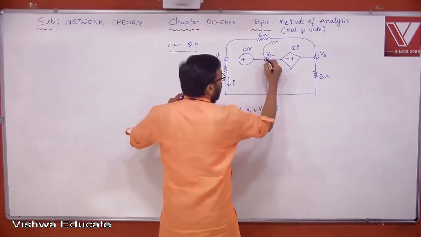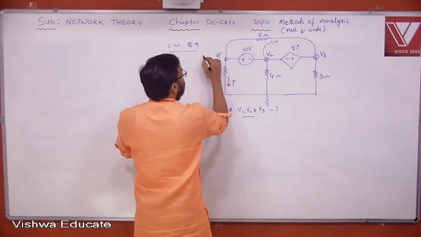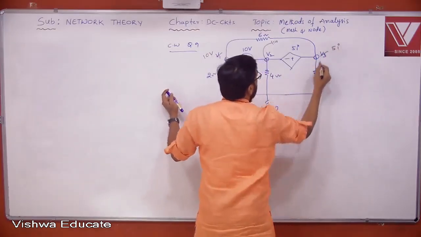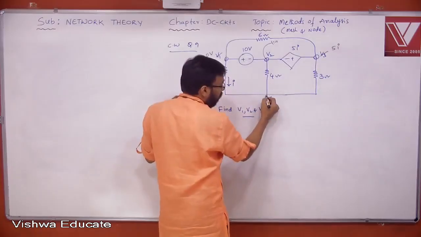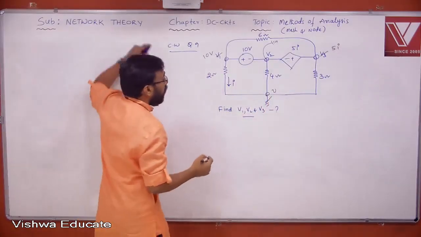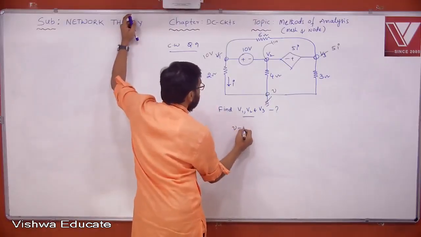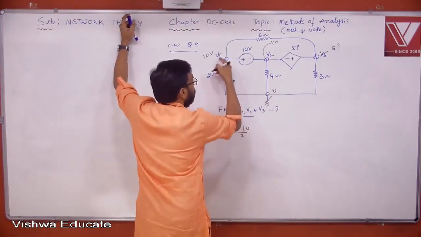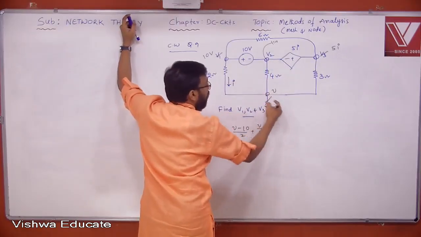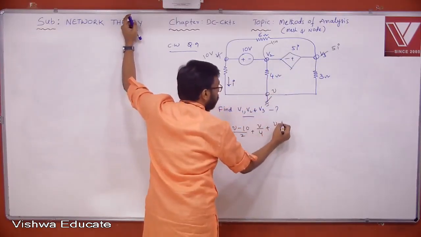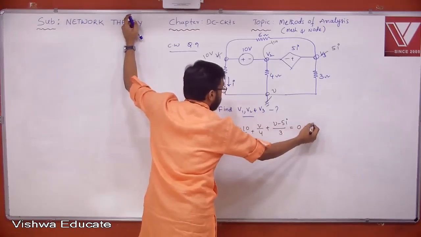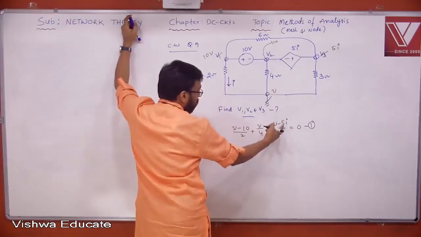Okay, so let me take this 0. Then what will happen here? This is 10 volt. This becomes 5 into I. I think this is the only node which is left now where we do not know the voltage. That is V, let us say. So what do you get now? V minus 10 by 2, equation please, plus V by 4, plus V minus 5I by 3 is equal to 0.